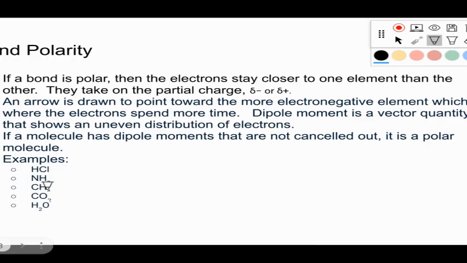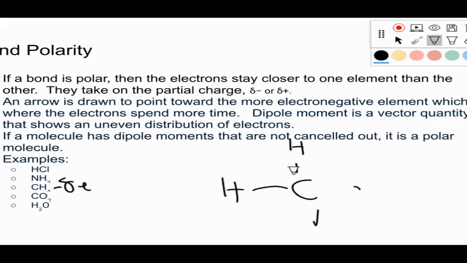CH4: carbon has 4 valence electrons. Each hydrogen has 1, so that is going to be 8 electrons. Carbon's going to be my central atom. The hydrogens are going to distribute around it. Carbon comes in with its 4 electrons and shares 1 electron with each hydrogen, so I have 2, 4, 6, 8. Everything is stable.